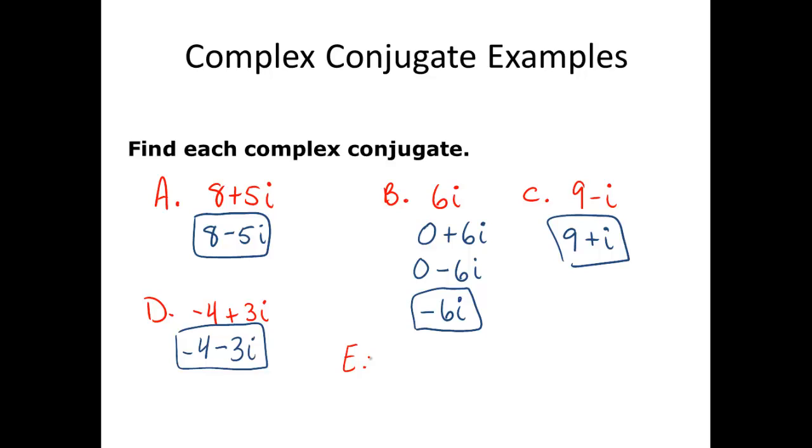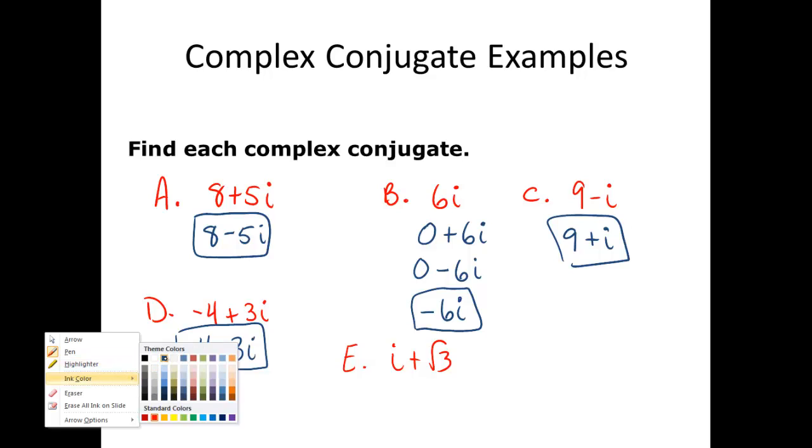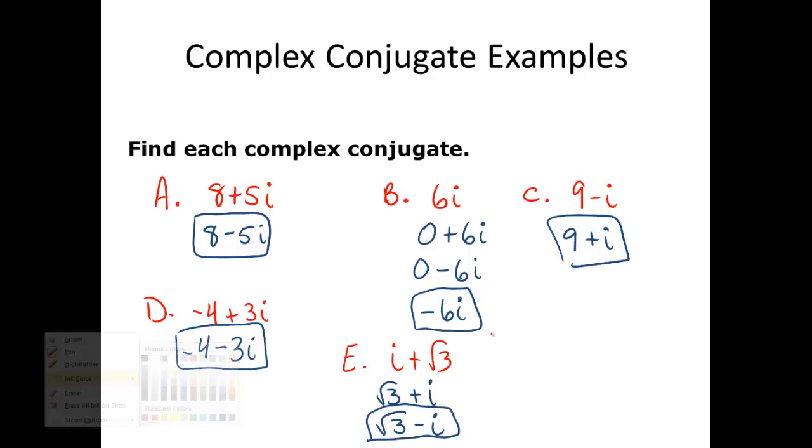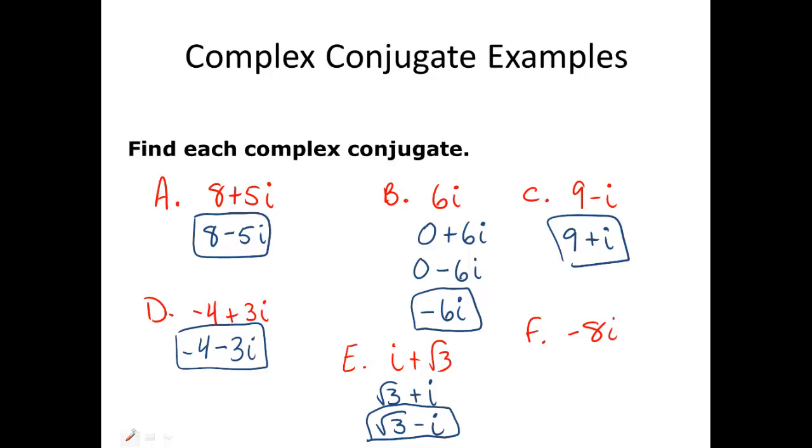Okay, let's see. Our next one, i plus the square root of 3. So what we're going to need to do is write this in order and then change the sign in the middle. There's our conjugate. Alright, and our last one, negative 8i. So this is very similar to b. So for this one, it's really 0 minus 8i. So the conjugate would just be positive 8i.